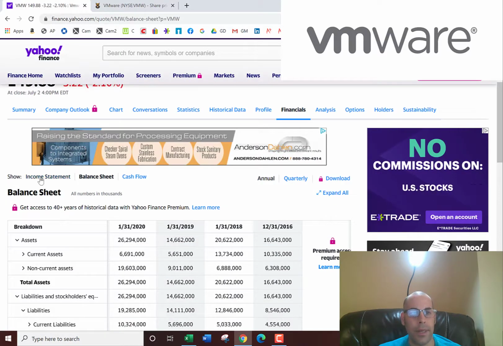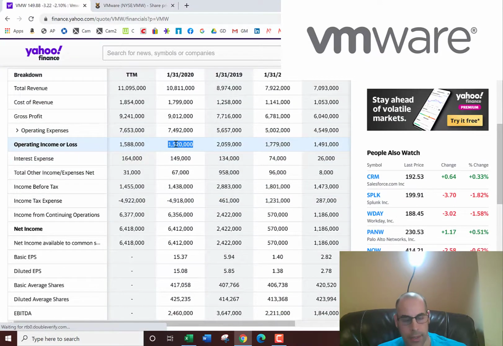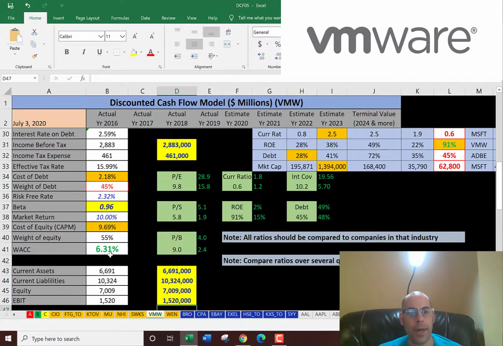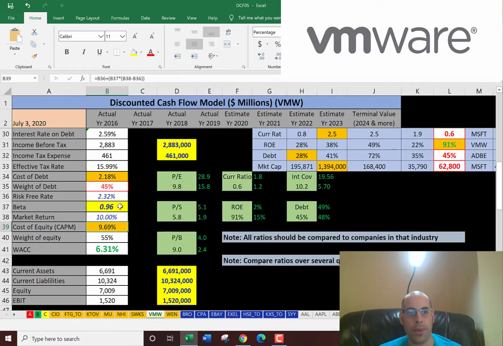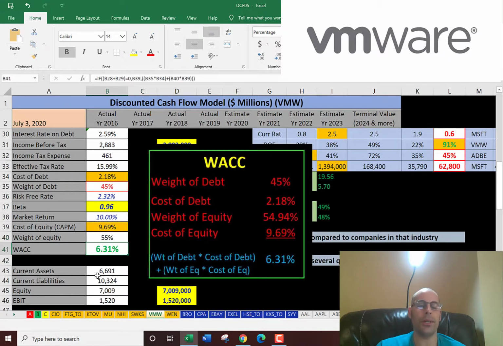Let's look for their EBIT. That's earnings before interest and taxes, or operating income. That's on the income statement. That's $1.5 billion. Now to figure out the weighted average cost of capital, it's a blend of the cost of debt, which is 2.18%, and they have 45% debt in their capital structure. And you combine that with cost of equity, which is 9.69%, and they have 55% of equity in a capital structure. Weighted average cost of capital is 6.3%, and that's what we're going to discount the future cash flows by.